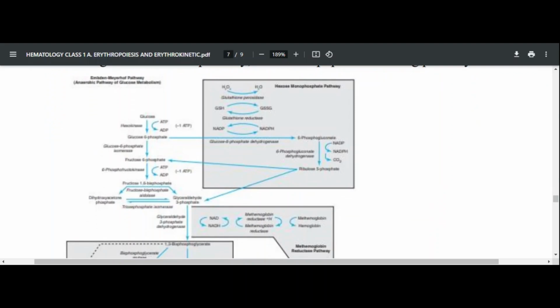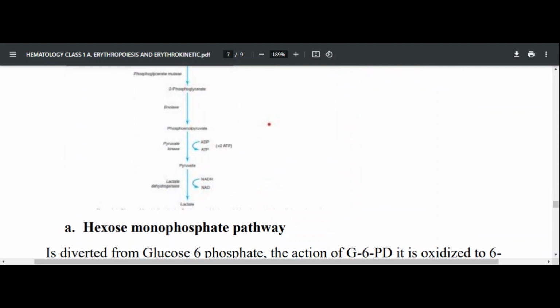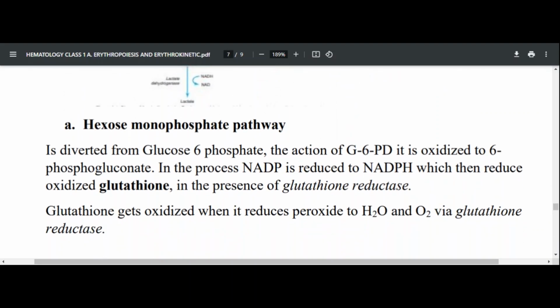So now you know how glycolysis works. It starts with glucose, which is acted upon by the hexokinase enzyme, with addition of ATP and generation of glucose 6-phosphate. Very simple pathway. You remember the whole pathway until you get pyruvic acid. So now let's not just concentrate on this long pathway, but let's look at these diversions from the main pathway.